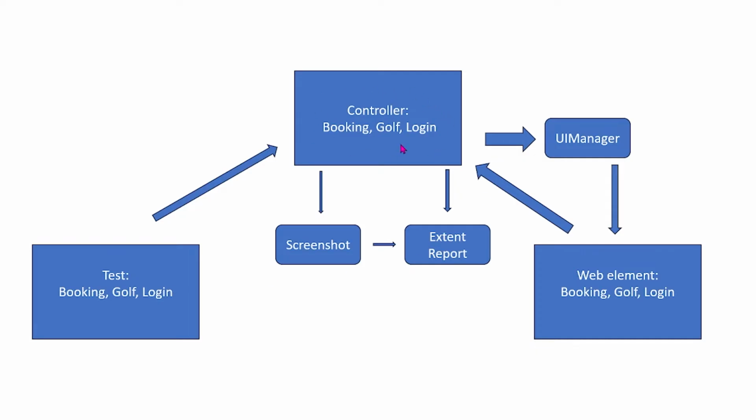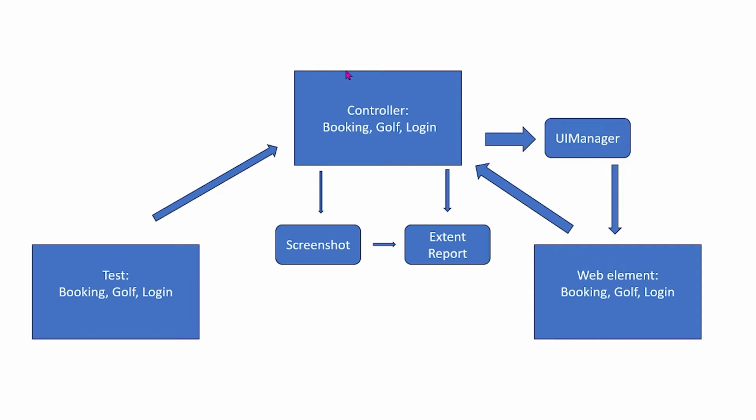When running the controller class, we also require information such as web locators and elements. Thus, the controller class calls upon the UI manager, which then calls upon the web element classes such as booking, golf, and login, which contain information such as web locators that allow us to run the test.